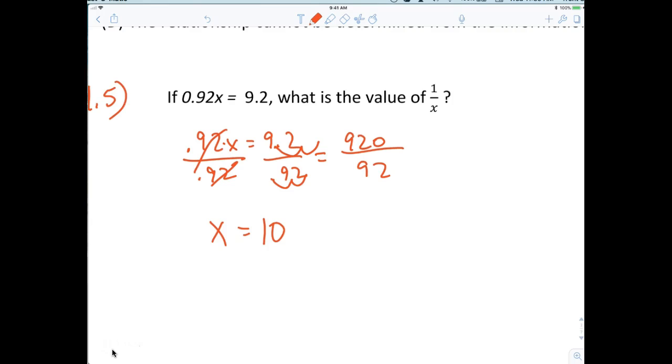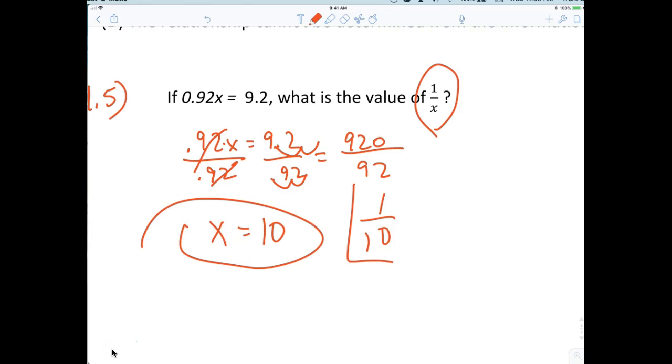Very good. So does everybody agree x is equal to 10? That's what I got. Now, but that's not the answer because they want what? 1 over x. So what is 1 over x? Yes, the answer to this problem is 1 over 10.